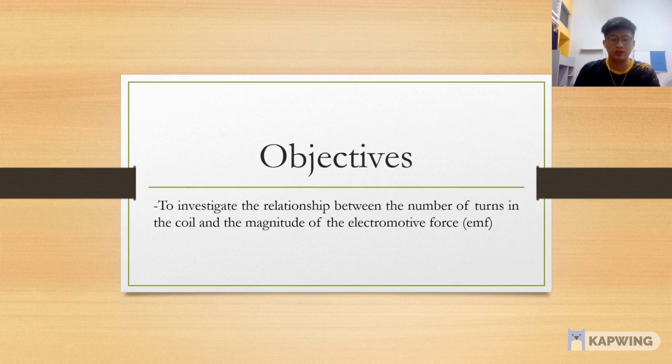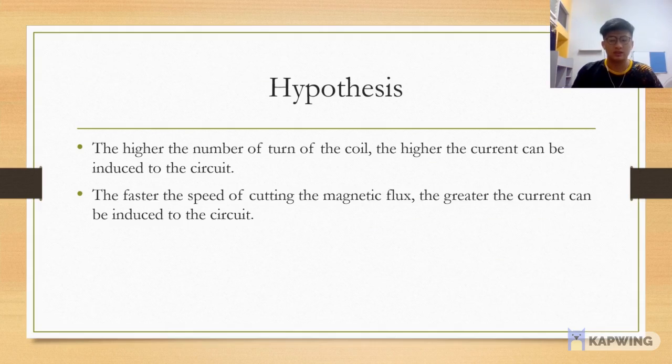The objective of this Faraday's law experiment is to investigate the relationship between the number of turns in the coil and the magnitude of the electromotive force, EMF. Next is the hypothesis. First, the higher the number of turns of the coil, the higher the current that can be induced in the circuit. Second, the faster the speed of cutting the magnetic flux, the greater the current that can be induced in the circuit.